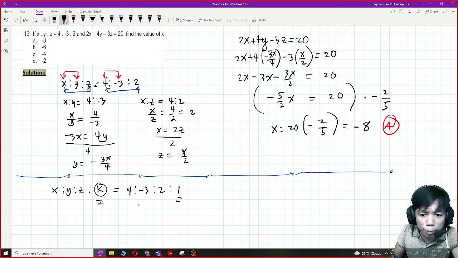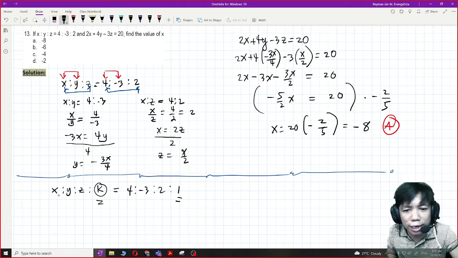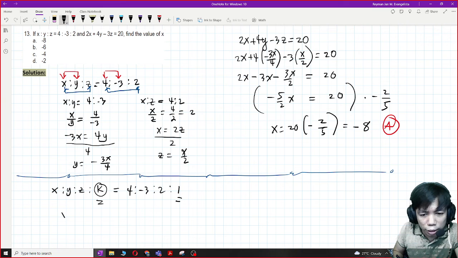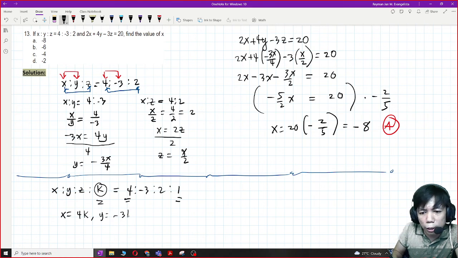Tapos, partner-partner na to. Kunyari guys, si x. Okay, paano mo isulat si x dito? Si x mo dyan, yung common factor na natanggal, then yung kanyang katapat na 4. So, x is 4k. Tapos, si y mo naman, yung factor niya din yung katapat. So, negative 3k. Okay, tapos si z, yung factor niya times 2, so 2k.